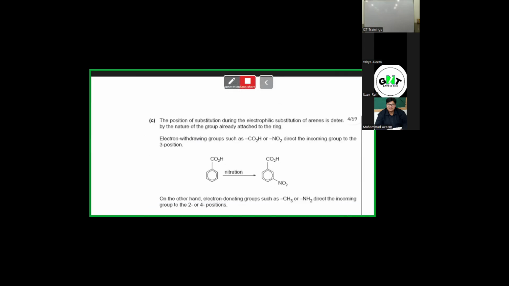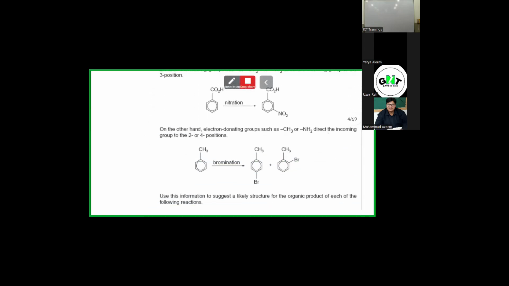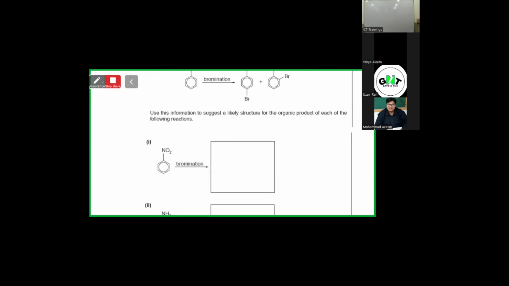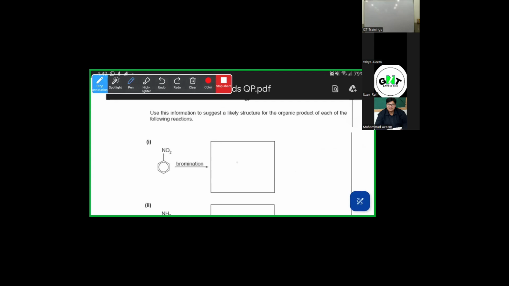Okay, my dear. Now move on to this question. Anyone of you, tell me, this is nitrobenzene, bromination. If I'm going to add the bromine to it, where should I attach the bromine? Come on. This NO2 is which directing group? I told you yesterday, a 3, 5 directing group. So bromine would be attached at position 3.